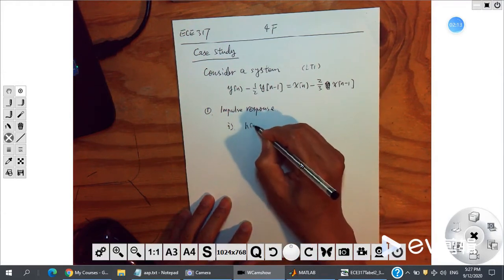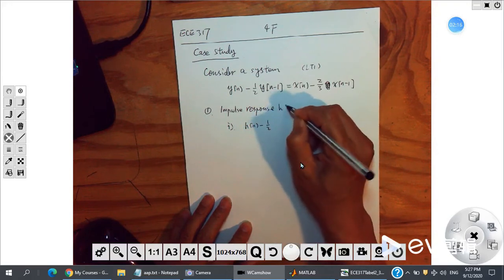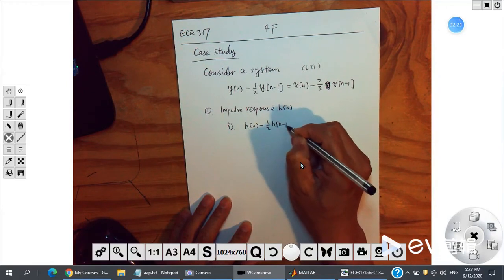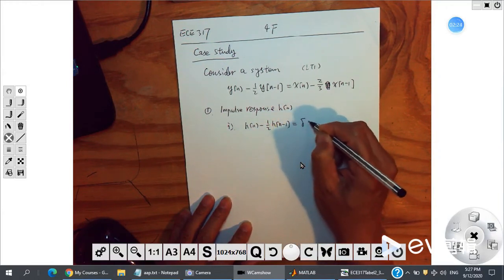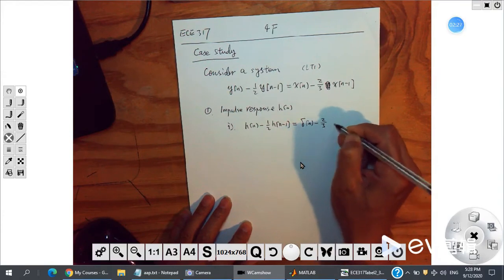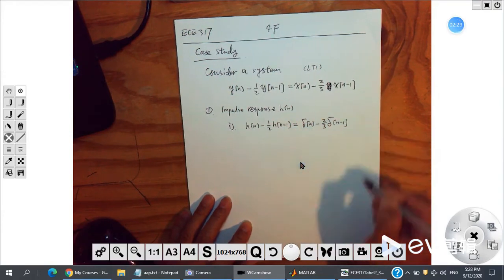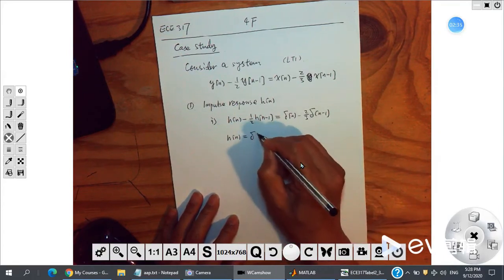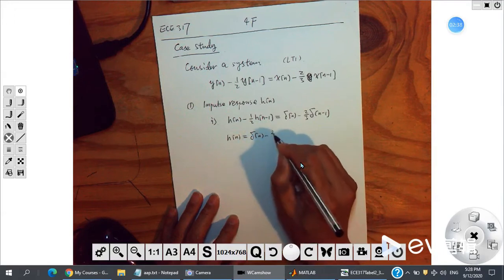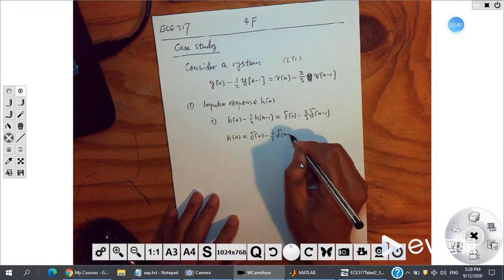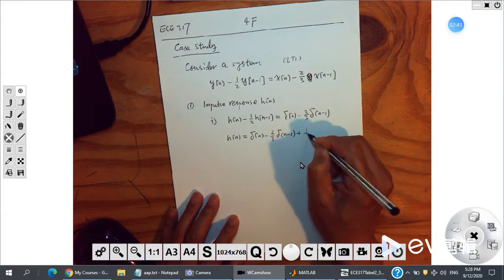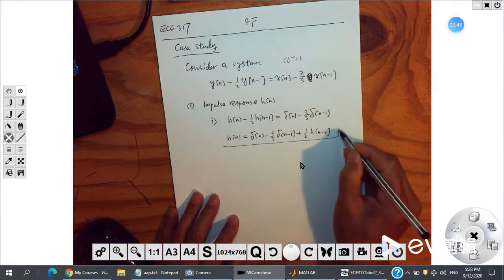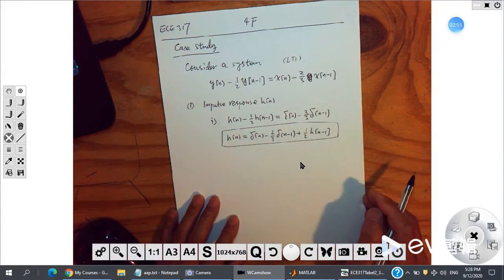h of n minus 1/2 h of n minus 1, where h is the impulse response, right? Equal to, this side will be delta of n minus 2/3 delta of n minus 1. So we can write it as h of n equal to delta of n minus 2/3 delta of n minus 1 plus 1/2 h of n minus 1. Okay. So we can use this formula to find what h is.